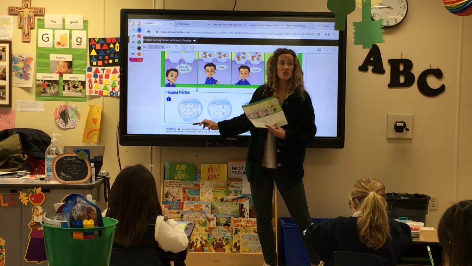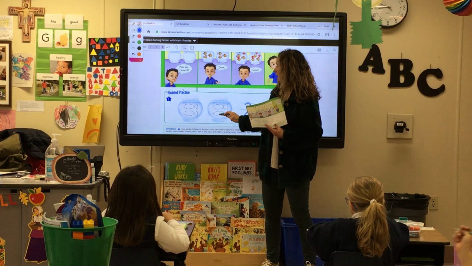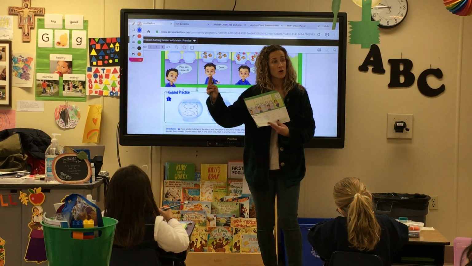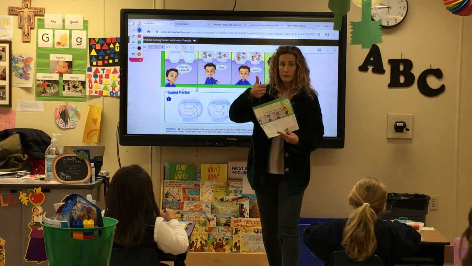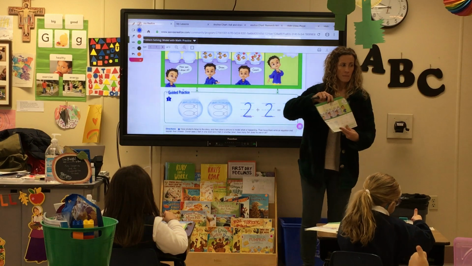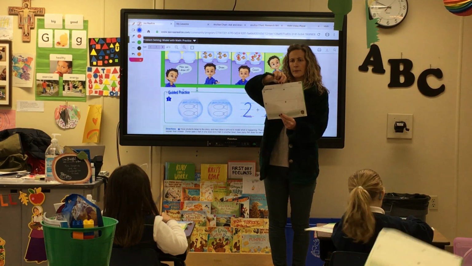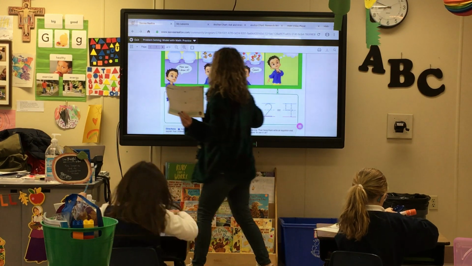So if we go back and check our work, we have 1, 2, 3, 4 fish. So again, that's a good way to go back and make sure that your equation is correct and it matches your picture. Thumbs up, we're good? Okay, all right, look at it. Take this paper, turn the whole thing, flip it. Flip the whole thing.